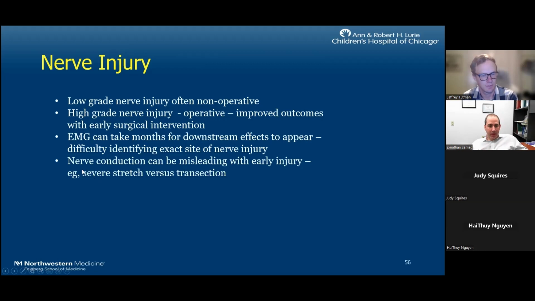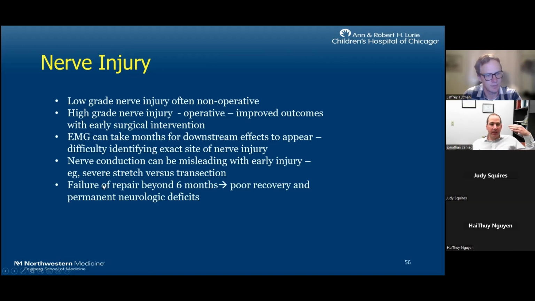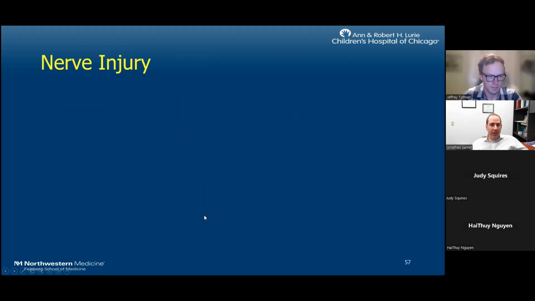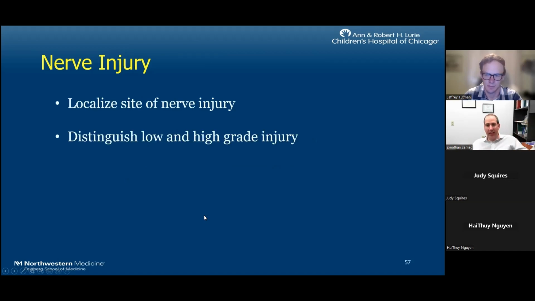Also, the nerve conduction studies, where they want to see if there's any electrical activity across the nerve, can be misleading. If you have a severe stretch injury, the nerve can be sort of stunned, so to speak, and you may have a severe neurological deficit, but it's actually still intact. It's still continuous. That's where ultrasound can really add value, because you can see if it's transected or not. And if you don't repair it by 6 months, there's much poorer recovery. Children have greater spontaneous recovery. So it's really good to, one, localize a nerve injury and, two, distinguish high and low grade. So what does that mean?